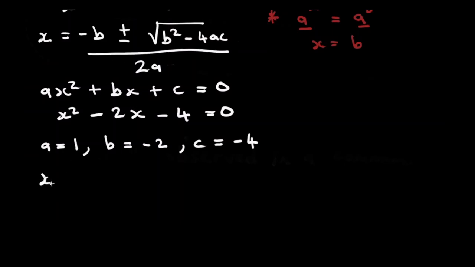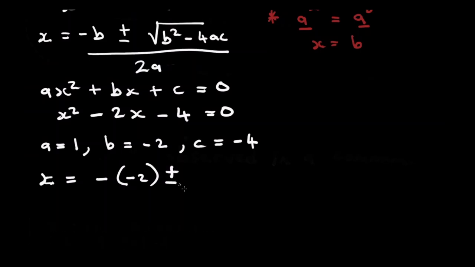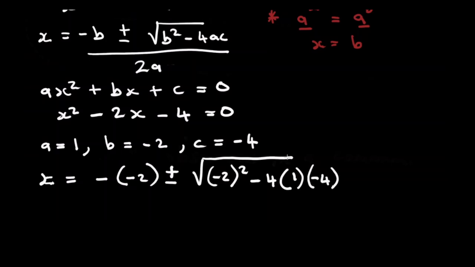This means that x is equal to minus 2, because here it's minus b and b is minus 2. That's why we said minus 2 plus or minus the square root of, what is b? b is minus 2, and because here we have b squared, it becomes minus 2 squared minus 4, multiplying what is a? a is 1 and c is minus 4, over 2 times a, which is 2 times 1.